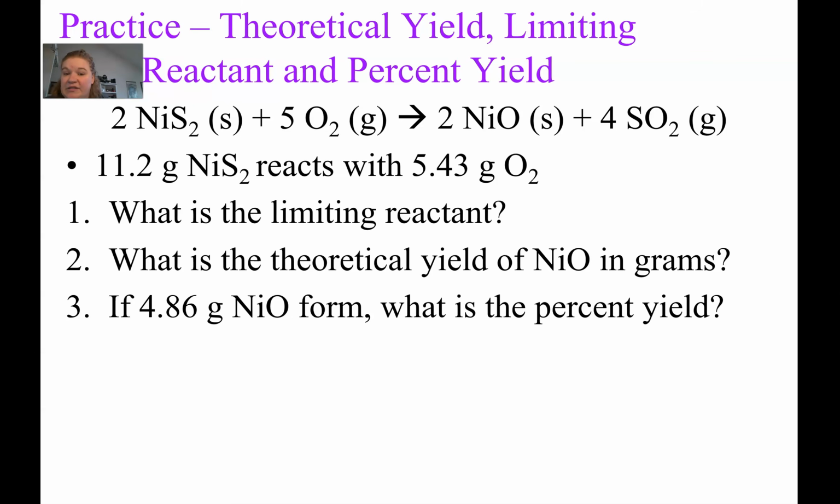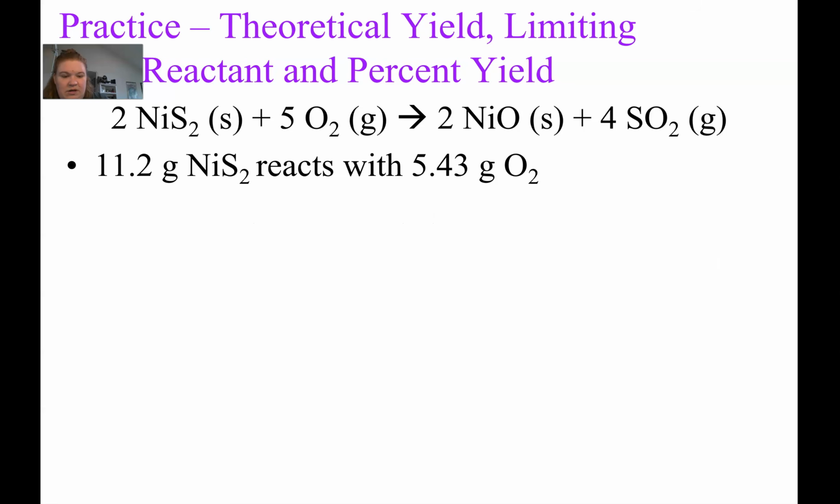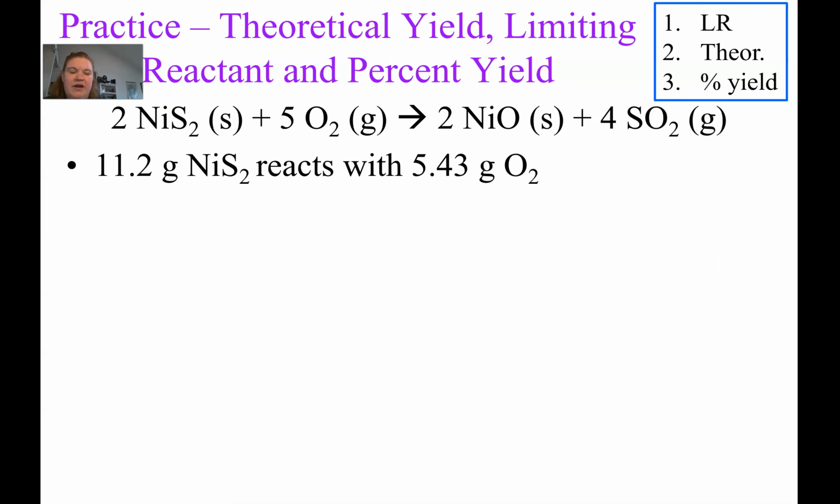Now we need a lot of space, so I'm going to make our questions smaller up there. I'm going to add one more piece of information right here. We know that our actual yield of nickel oxide was 4.86 grams. That was in the question. I'm just putting it up there so we have that information.